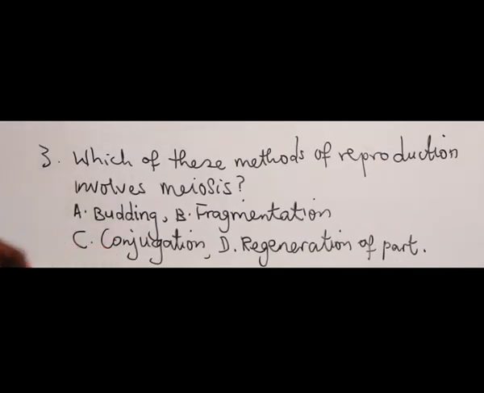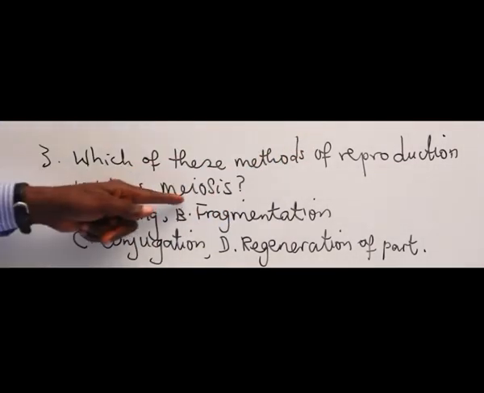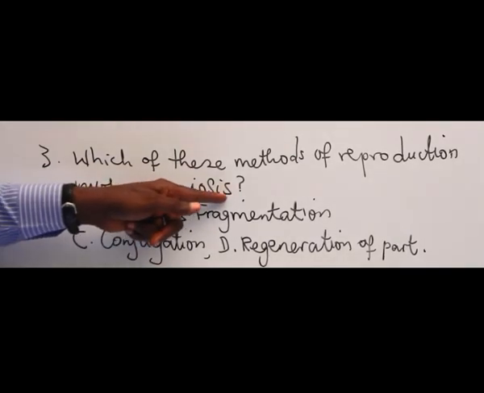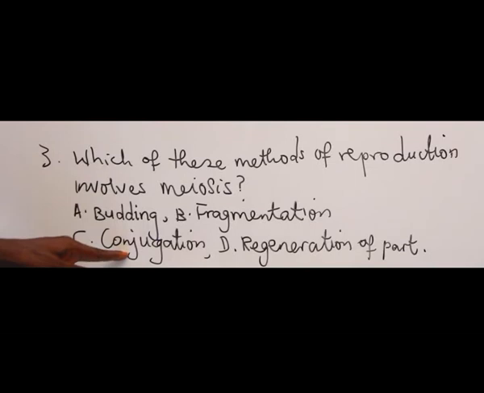Then C, we're talking of conjugation. Two organisms that are physiologically alike come together to exchange nuclear material. D, regeneration of parts, just like when you cut off a tree and the tree grows up again. We have planaria and other lower organisms regenerating parts that we cut off. So, to answer this question, which of these methods of reproduction involve meiosis? It must be the one that involves sexual reproduction, and that is conjugation. C answers the question.